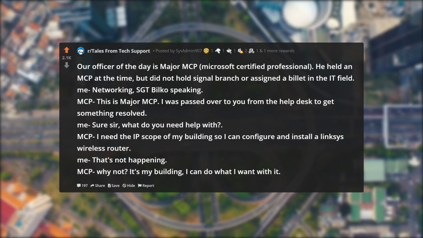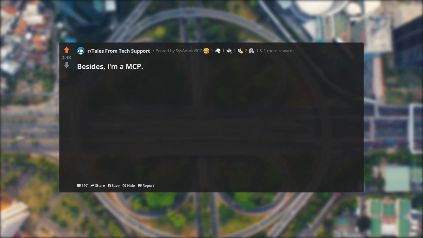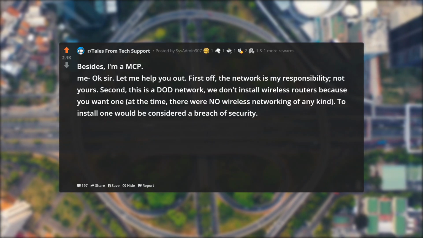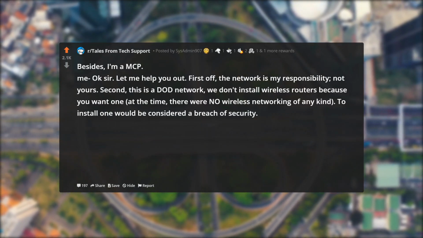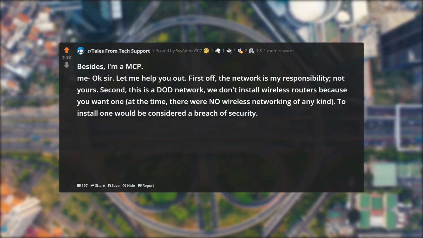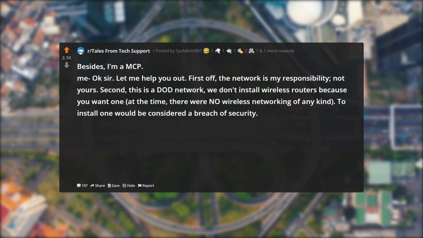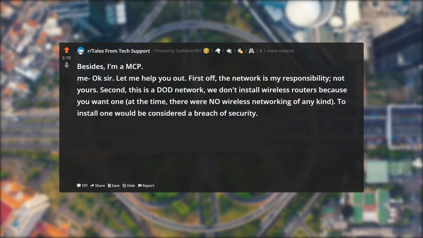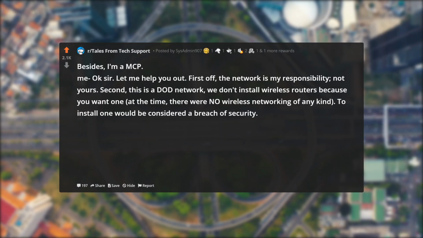MCP: "Why not? It's my building, I can do what I want with it. Besides, I'm an MCP." Me: "Okay sir, let me help you out. First off, the network is my responsibility, not yours. Second, this is a DoD network. We don't install wireless routers because you want one." At the time, there was no wireless networking of any kind. To install one would be considered a breach of security.